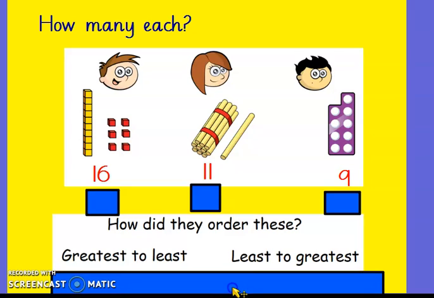How did they order these? Did they order them from greatest to least or from least to greatest? Where's the biggest number? It's this end, isn't it? So 16, 11, 9. They're going from biggest number to the smallest number, so it's gone from greatest to least. So that's our answer, isn't it? Greatest to least, they've been ordered.